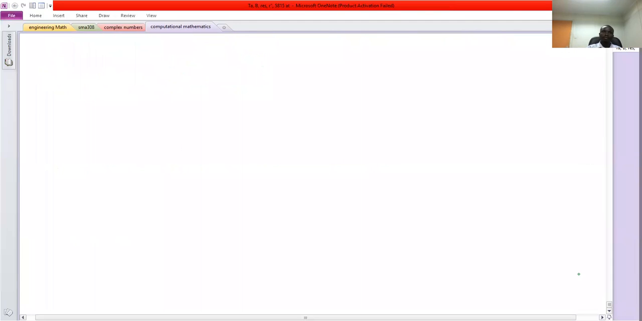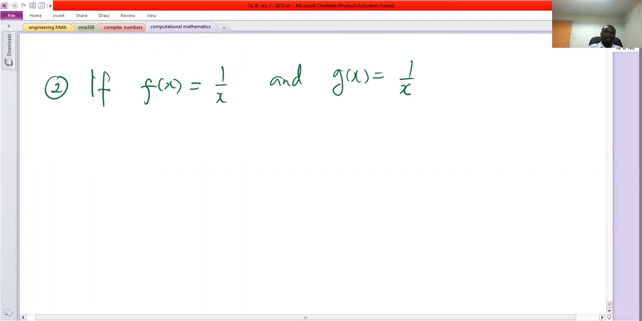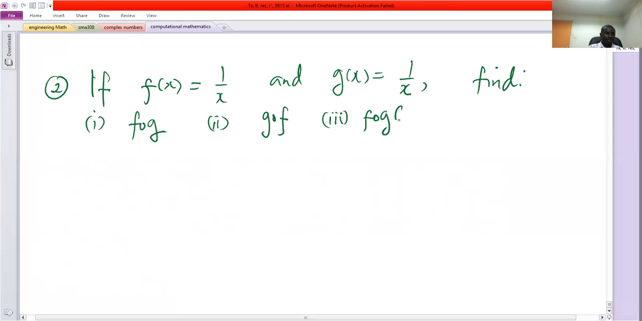Number 2, if f of x equals 1 over x and g of x is also 1 over x, find: Roman 1, f composed with g; Roman 2, g composed with f; Roman 3, f composed with g at 0; and Roman 4, g composed with f at 3.